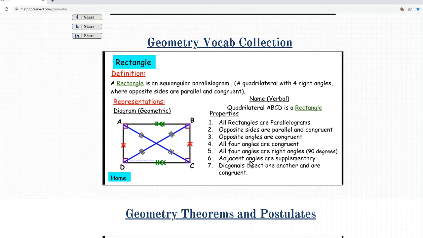So let's take a look at what the properties of rectangles are. All rectangles are parallelograms. Opposite sides are parallel and congruent. Opposite angles are congruent. All four angles are congruent. They're all 90 degrees. So that's indicated in item 5. All four angles are right angles, 90 degrees. Adjacent angles are supplementary, which means they add up to 180. Diagonals bisect one another, and the diagonals are congruent. Notice there's nothing indicating here that the diagonals are perpendicular or they bisect the vertex angles.